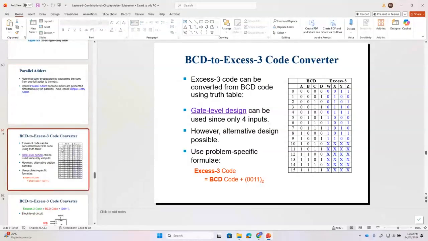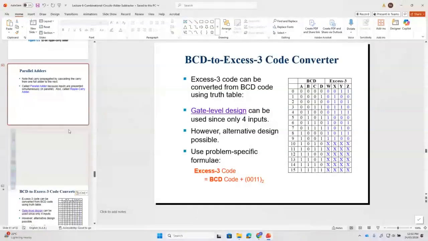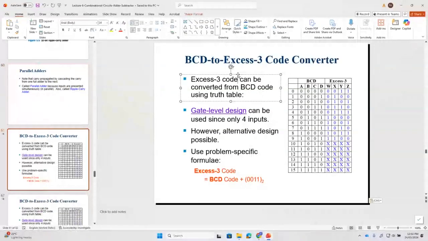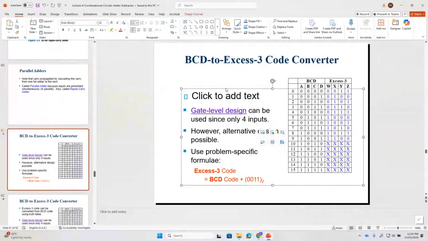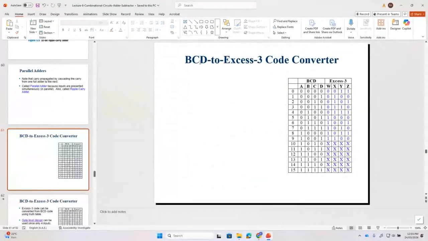Now we are going to design BCD. Please remember, we designed this BCD to XS3 code converter in our previous lectures. Now can you see here? This is BCD. Please remember, now we want to design a BCD to XS3 code converter.